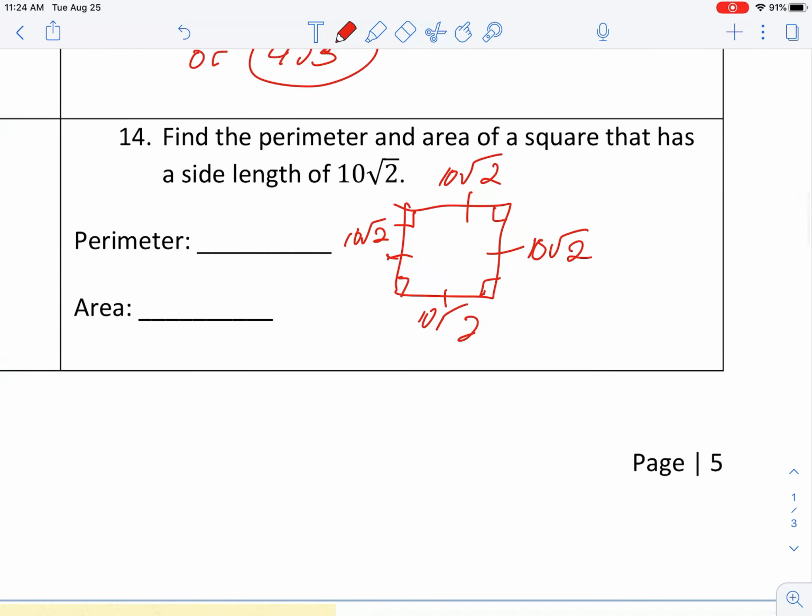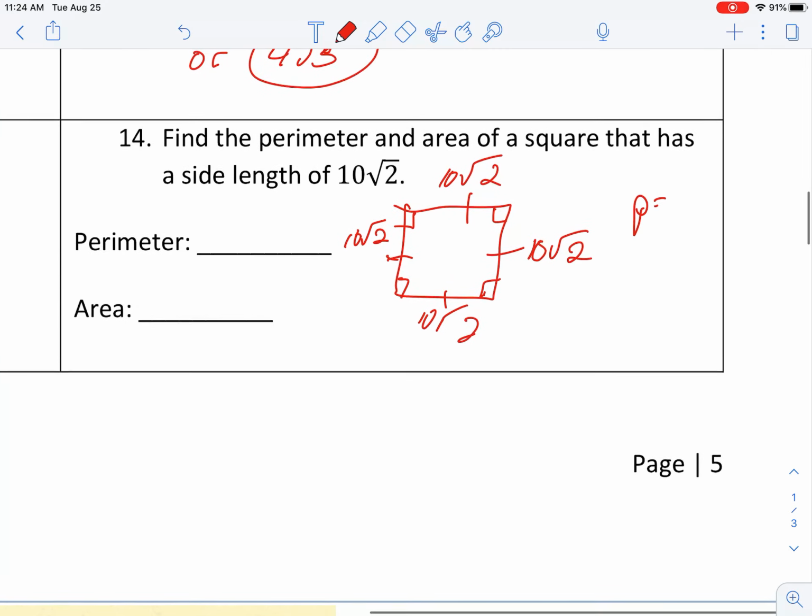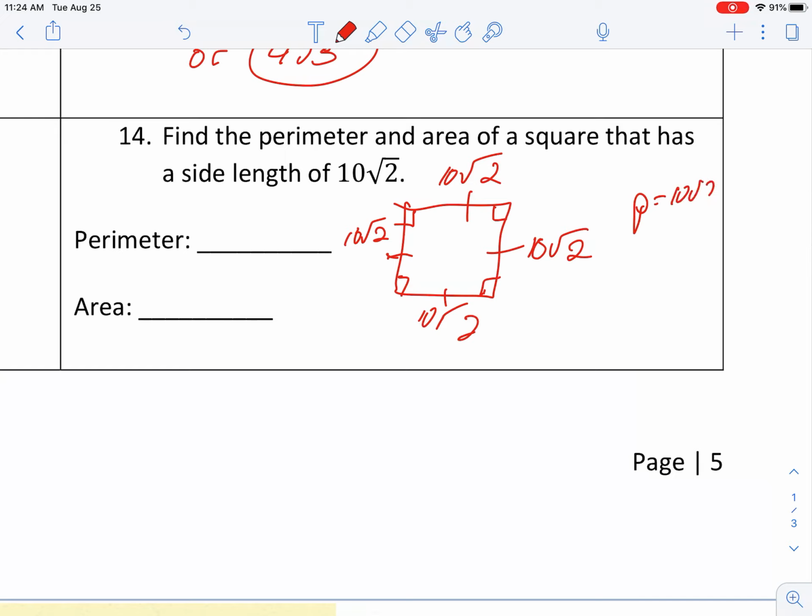Okay. For that perimeter, I could go and say, hey, I've got 10 root 2 plus 10 root 2 plus 10 root 2 plus another 10 root 2. Or because it's a square, how many sides of those do I have? 4 sides times 10 root 2. Does the same thing. It brings our multiplication back in from yesterday, or does our addition as well. 10 root 2 plus 10 root 2 plus 10 root 2 plus 10 root 2, that is 40 root 2.